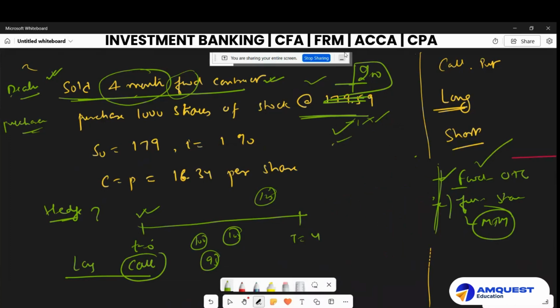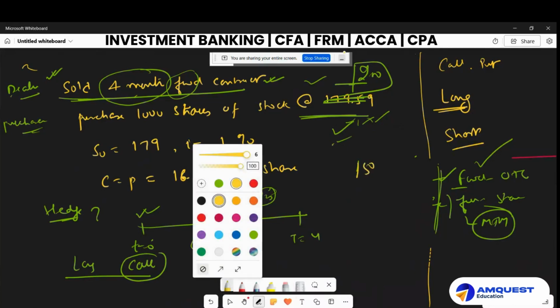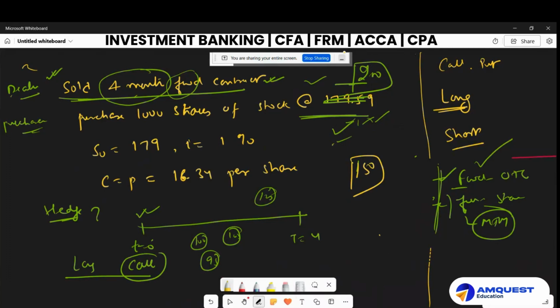What if the price goes to 150? Then effectively you've made 50 from the forward, because the contract says 200. As a buyer, I will buy from you at 200 only. So what you would do is go to the market, buy at 150 and sell it to me at 200. 50 rupees upfront.